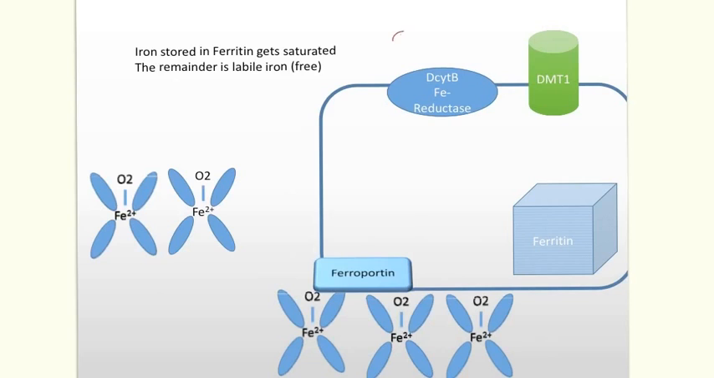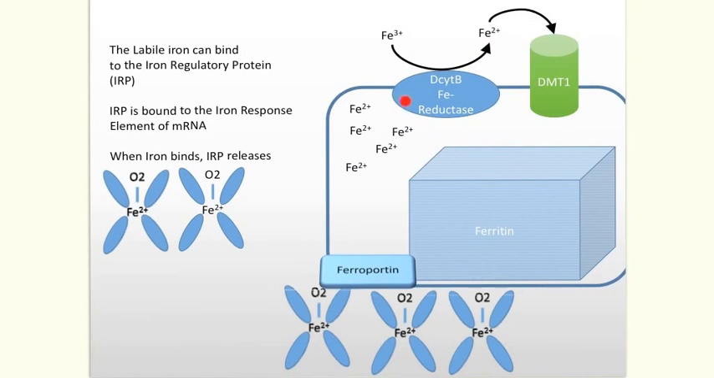So you've had your iron coming in and it's been stored as ferritin. When that ferritin gets filled up, it gets full, you'll have labile iron starting to accumulate. Now I have to admit, I don't know if it accumulates in the Fe2+ or the Fe3+ state, but most of the experiments done to test its interaction with the iron response protein do so with divalent ions.